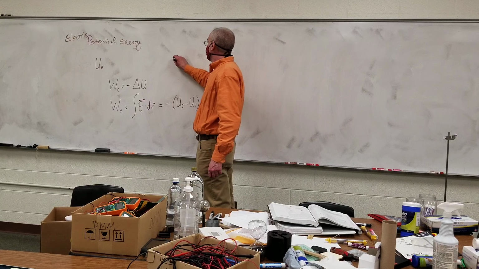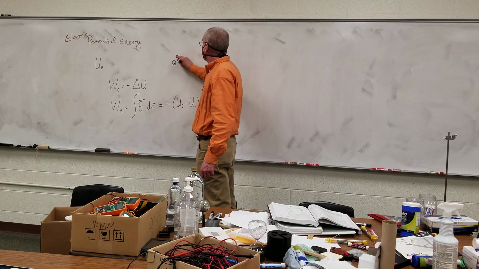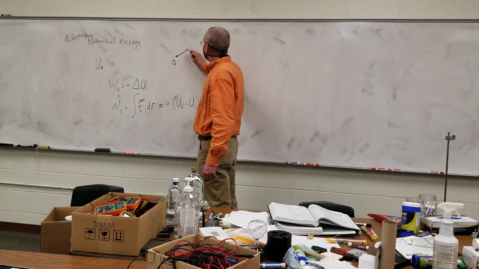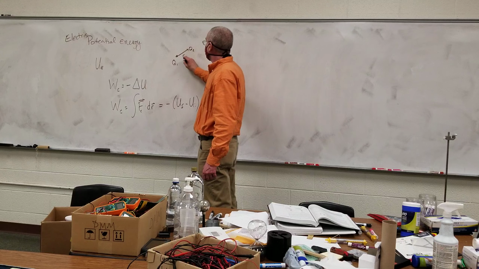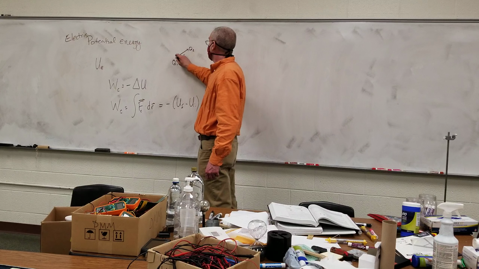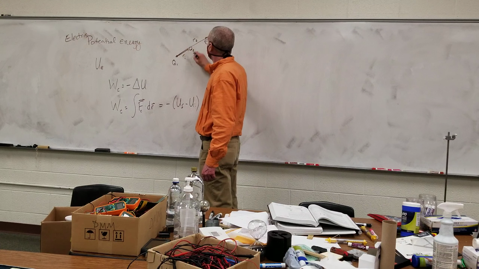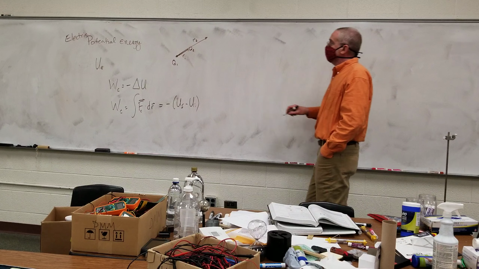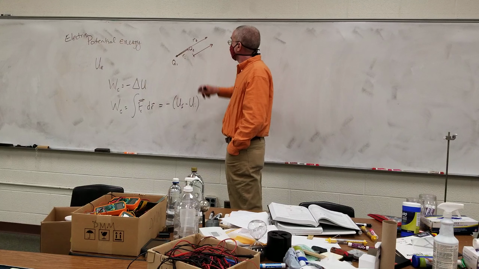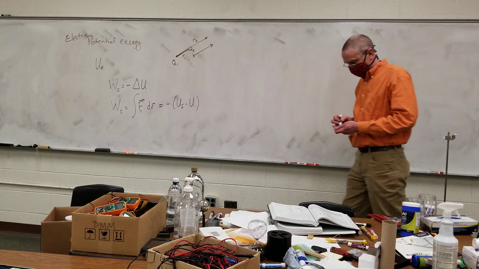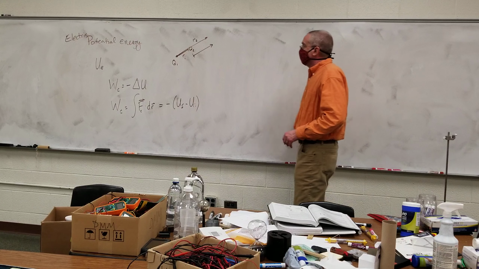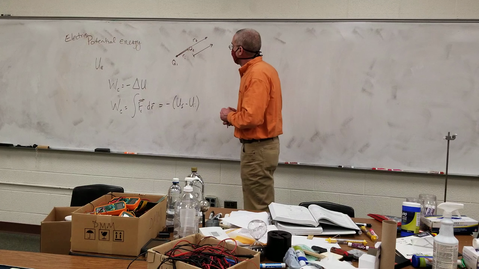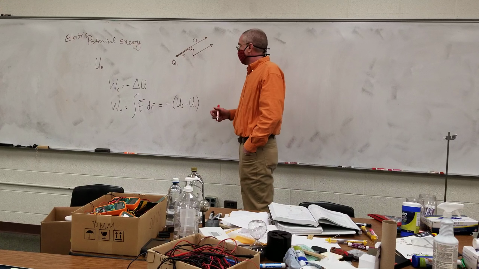So I imagine I have some charge here, Q1, and I am taking another charge, Q2, from some initial distance to some final distance. And I want to know what is the conservative work being done on charge 2 as I move it from here to here. Well, I have two charges. What's the force between them?